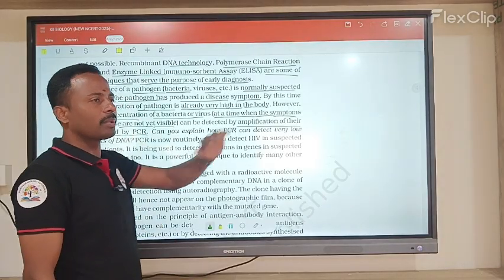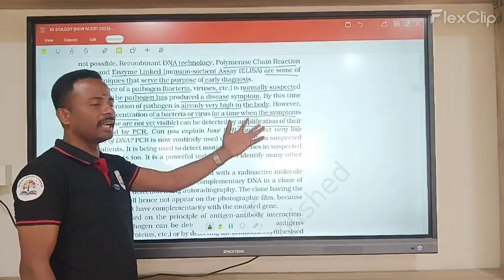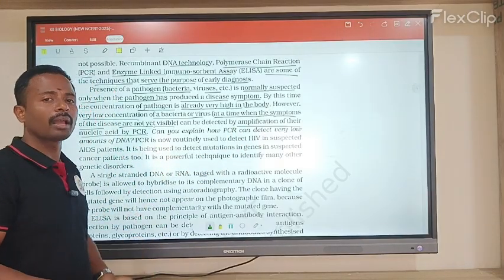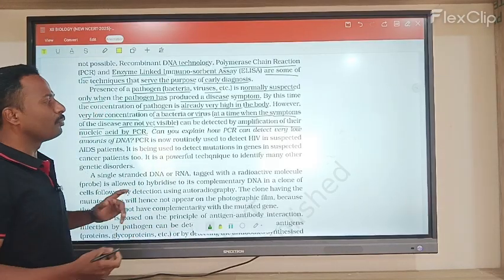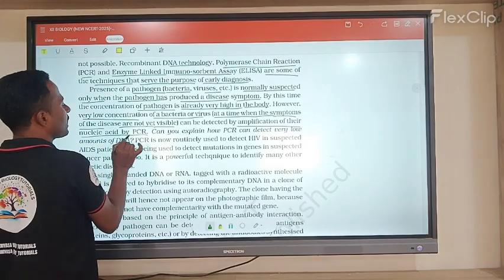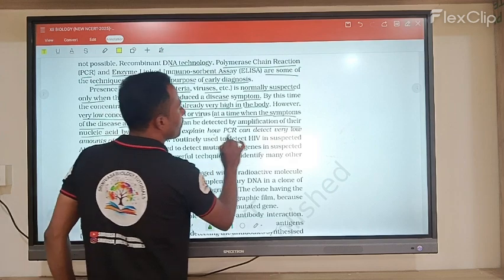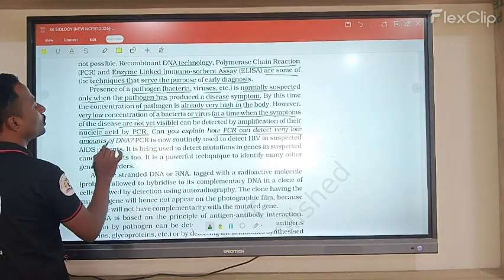If the body temperature is high, it shows that there is a disease. If the body temperature is low, what happens? The disease is not detected. So at that time we use amplification of the nucleic acid by PCR. Now let me explain how PCR can detect a very low amount of DNA.